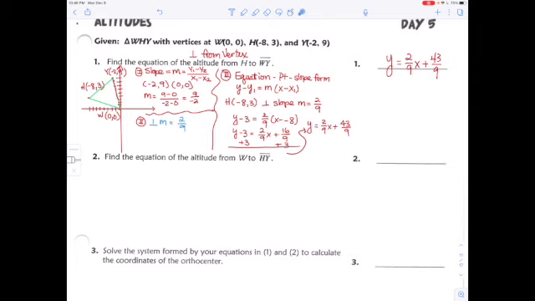So step number 3 is, now that I have the slope, perpendicular this way, I'm going to connect it to the point right here.